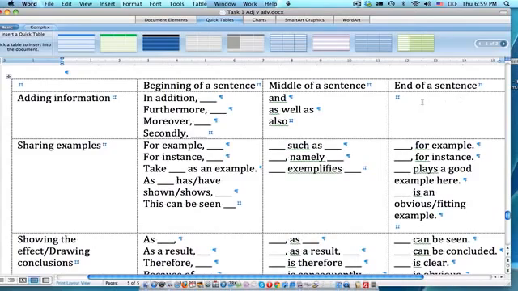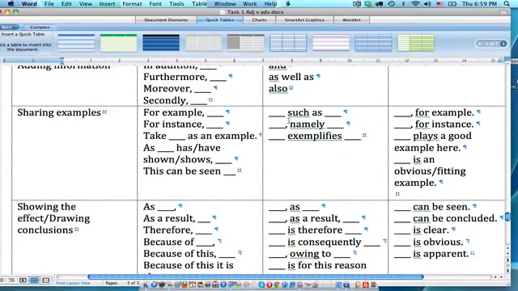Okay, so we'll just go over very quickly the different phrases. So for adding information, we had in addition, furthermore, moreover, and secondly. And please note the commas after each of those. And then in the middle of the sentence, we could use and, as well as, and also. Sharing examples: for example, for instance, comma. Take blank as an example, full stop. We don't continue this sentence. We start a new sentence after this.